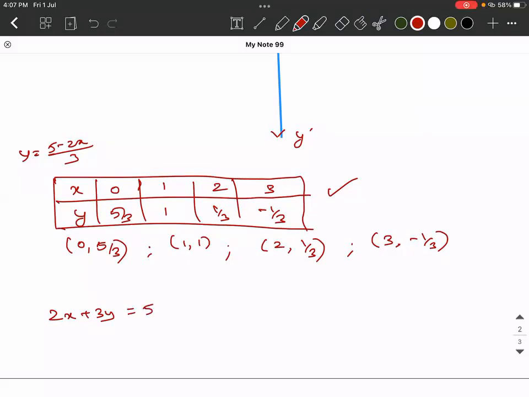I told you need 2 points. What you can do is put x is equal to 0. What will you get y as? 5 by 3. So 0, 5 by 3 is 1 point. Similarly, when you put y is equal to 0, what will you get x as?